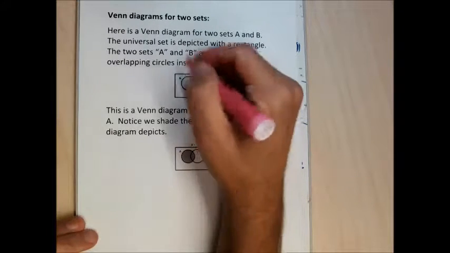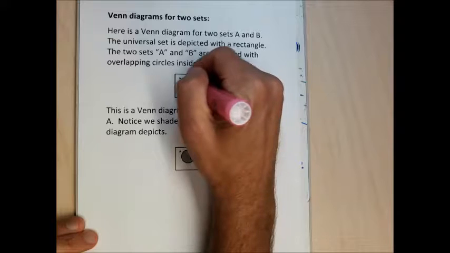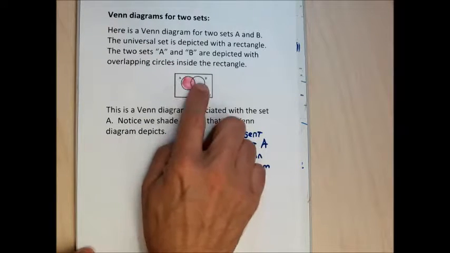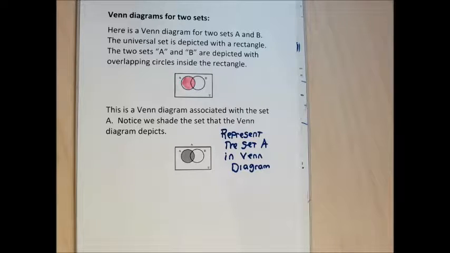So to represent set A, I take my Venn diagram for the two sets, and the best I can, I'd shade and kind of stay inside the lines. That would be a picture, a Venn diagram representation of the set A in the universe where there's a universal set and two subsets of that universal set, A and B.